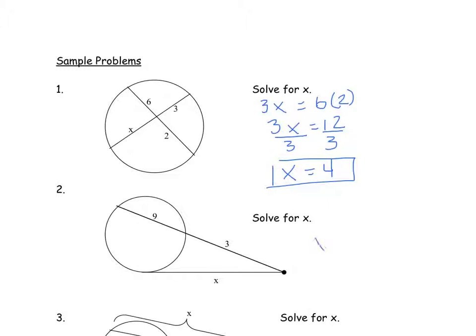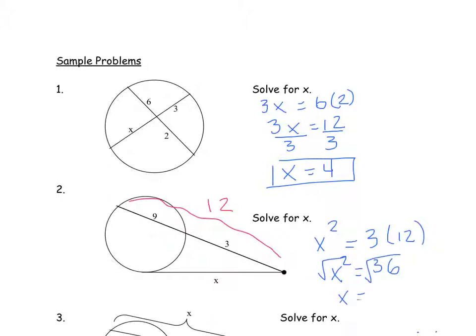The second one is our tangent-secant power theorem. That one says that if we take the tangent part squared, that's equal to the outside part times the whole thing. So first, we have to figure out the whole thing is 9 plus 3, which is 12. So x squared equals 3 times 12. 3 times 12 is 36. How do you solve when there's a square? You have to take the square root of both sides. So you're going to get x equals plus or minus 6. Now, do we care about the negative 6 here? No, because we can't have a negative distance. So our only answer is that x equals 6.